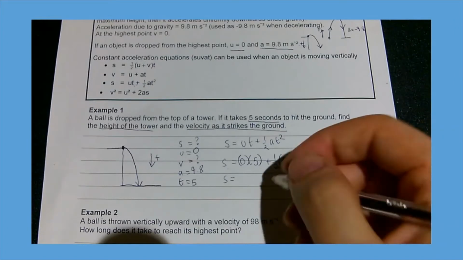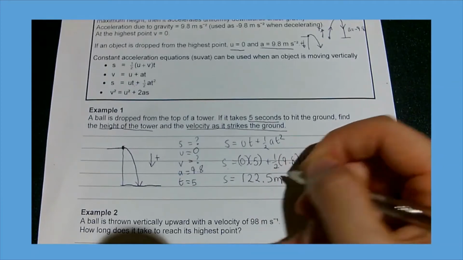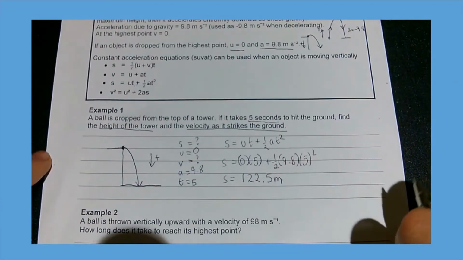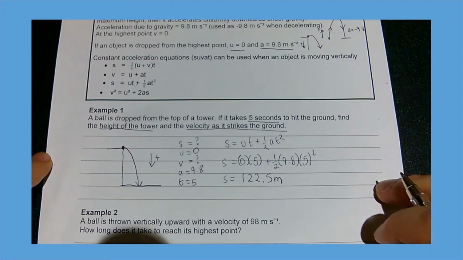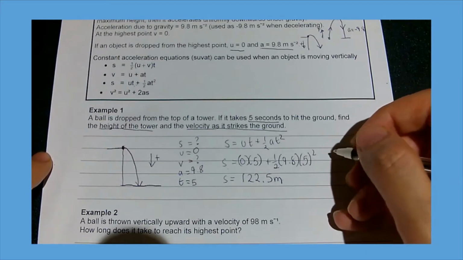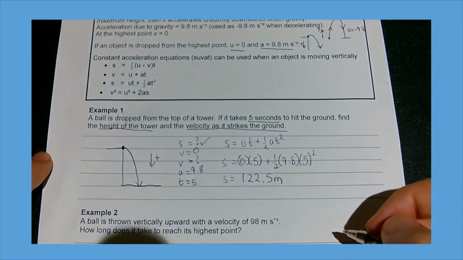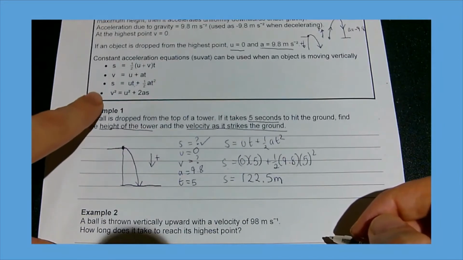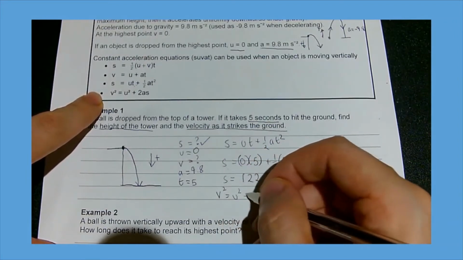And then when you figure that out, you get a calculation of 122.5 meters, which sounds roughly okay in terms of the top of a tower. So that's realistic. We also then need the value of V. So now we've got S. Could we use any formulas for V? So I could use this one as well: V squared equals U squared plus 2AS.